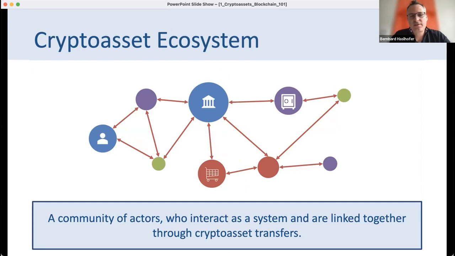Analyzing crypto assets gets really interesting, at least in my opinion, when we do not consider a crypto asset as being some atomic unit that's floating around somewhere, but as something that's being bought, sold, traded, used to buy or purchase goods and services, could be illegal or legal services. That's actually something that's being exchanged between different types of actors. When we talk about crypto asset ecosystems, we understand a crypto asset ecosystem as a community of actors who interact as a system and are linked together through crypto asset transfers. What crypto asset analytics aims at is really understanding what's going on in this crypto asset ecosystem. This, of course, depends a lot on the research question you're asking.